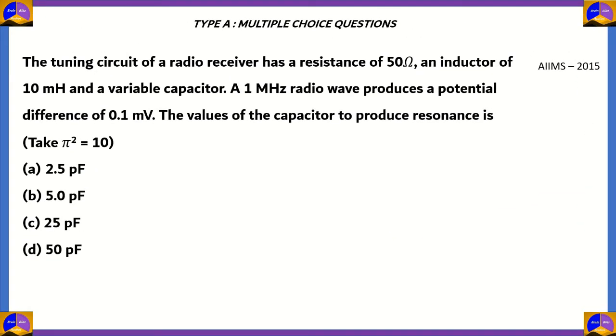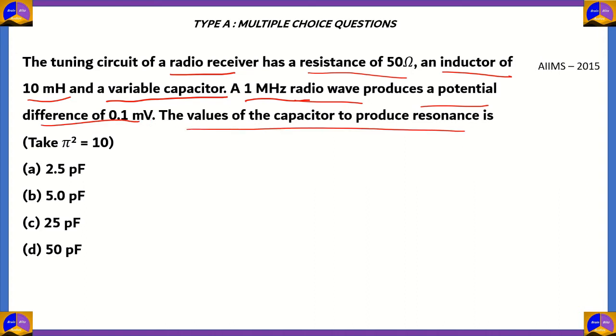Next question. The tuning circuit of a radio receiver has a resistance of 50 ohms, an inductor of 10 millihenry, and a variable capacitor. A 1 megahertz radio wave produces a potential difference of 0.1 mV. The value of the capacitor to produce resonance is, and we're asked to take pi square as equal to 10.